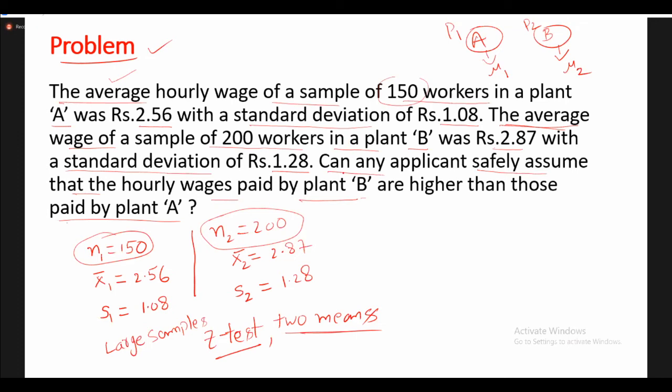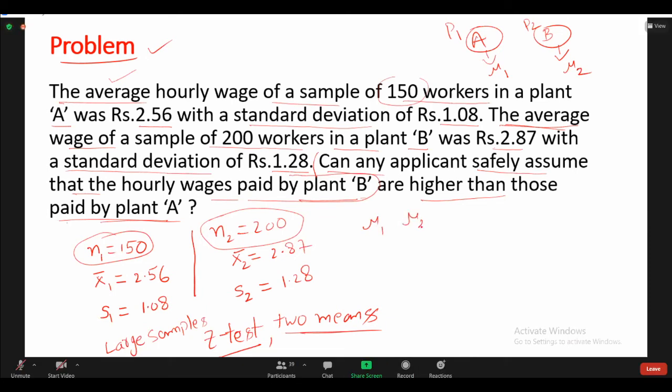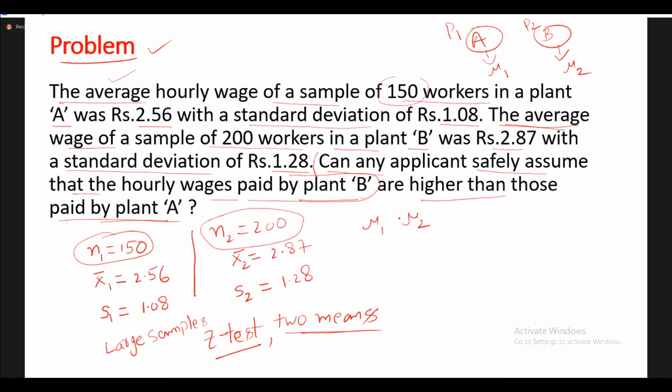Now all of you see this part. Can any applicant safely assume that the hourly wages paid by plant B are higher than paid by plant A? That means, anyone guess what is the notation of that statement? Which one is greater, mu1 or mu2? Yeah, second one. That means the notation is mu1 is less than mu2.